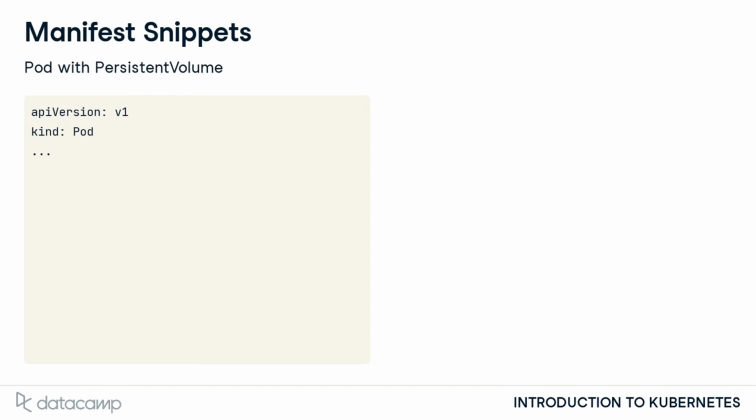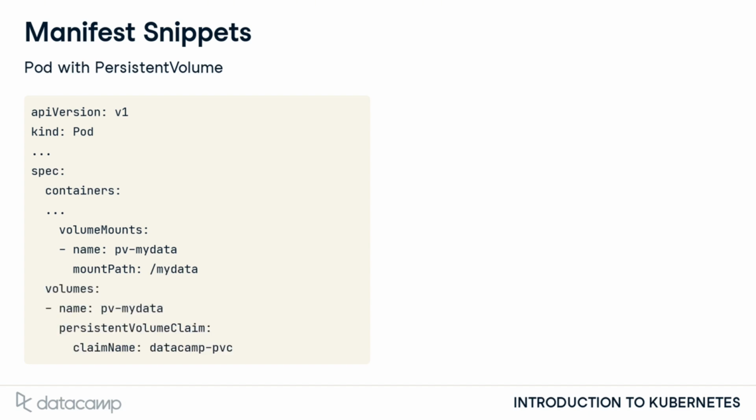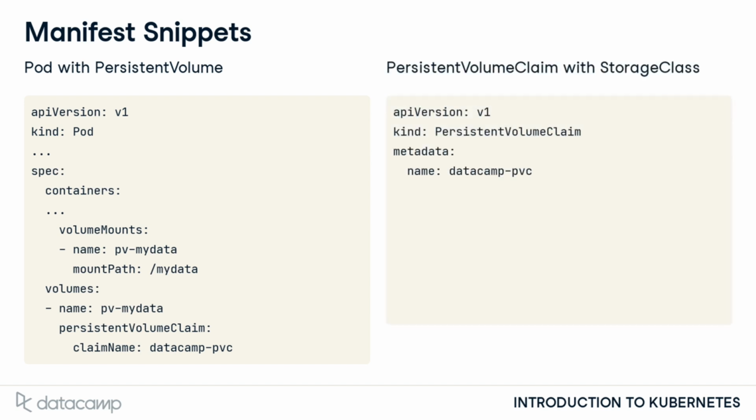First, we see the declaration of a pod. We declare demand for storage with a volume mount named pv-mydata and a path named /mydata. In the volume section, more details are given. The volume named pv-mydata will be created and bound using the persistent volume claim DataCamp-pvc. Second, we see the declaration of the respective persistent volume claim with the name DataCamp-pvc.